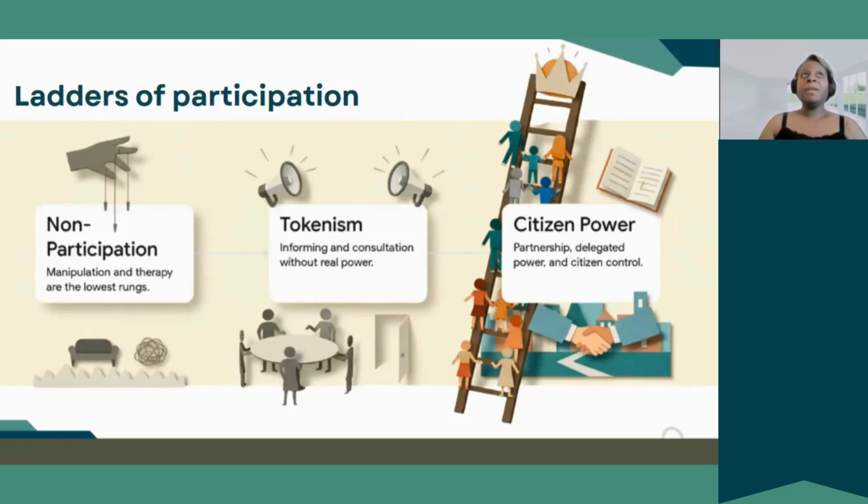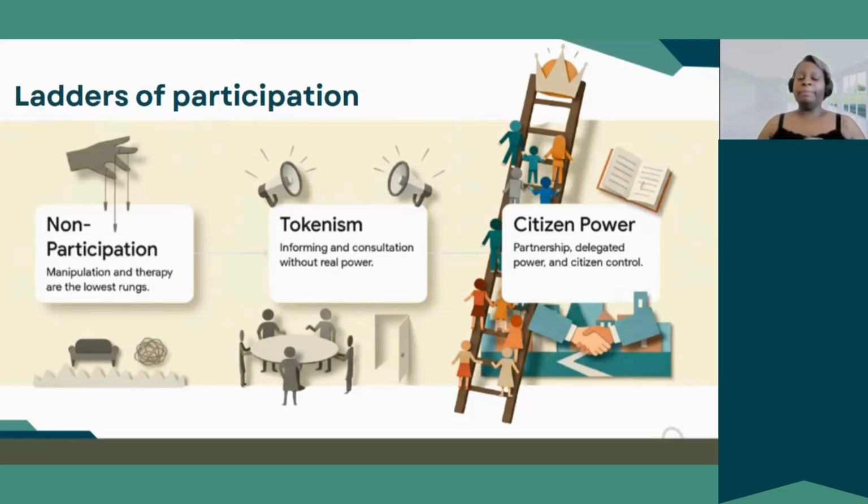That can be where it becomes almost therapeutic, right? Like they are being told what to do, and you can see those little marionette strings. And so that is at the lowest rung.